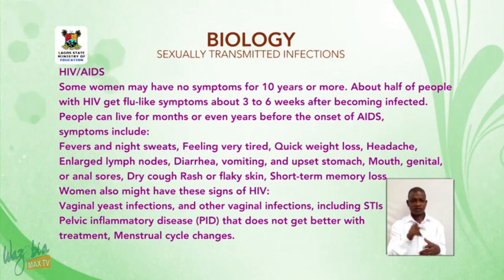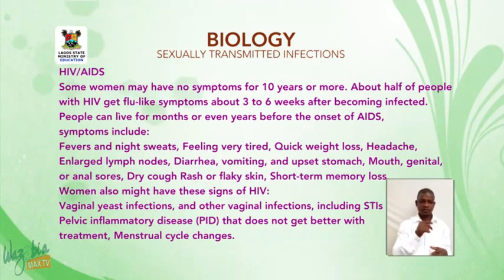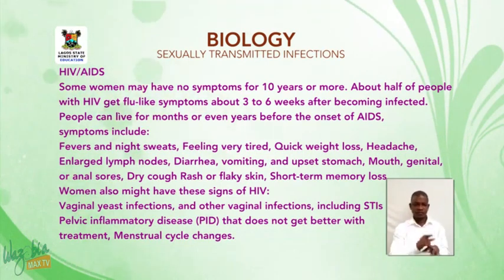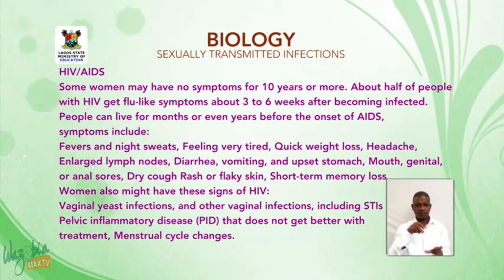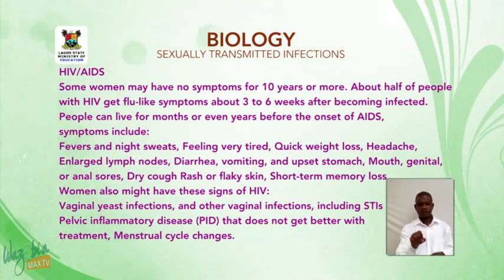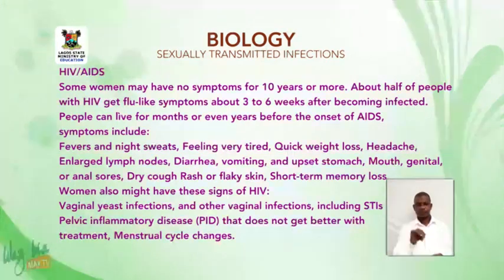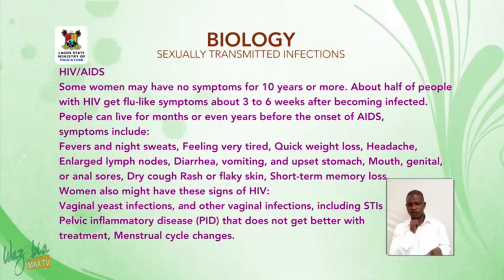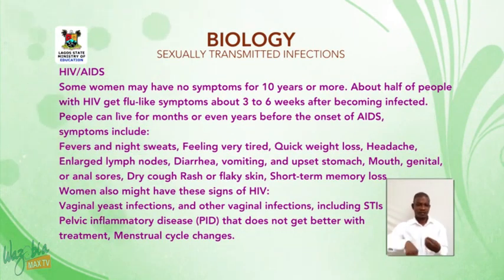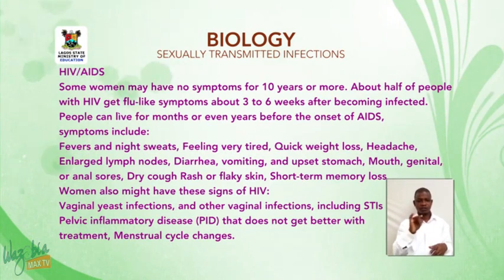Women also might have these signs of HIV: vaginal yeast infections and other vaginal infections, including STIs, pelvic inflammatory disease, PID, that does not get better with treatment, menstrual cycle changes. Those are the symptoms of the HIV.